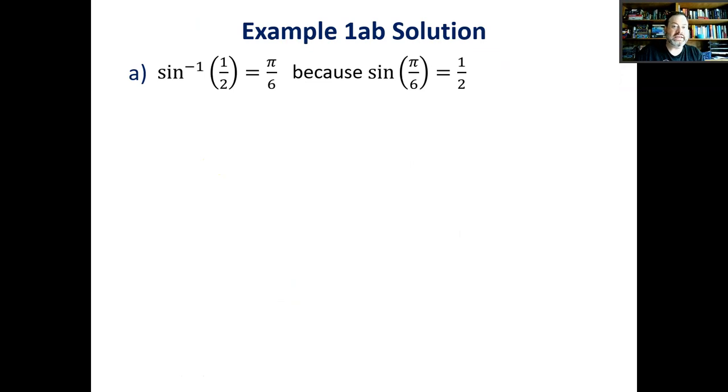Do not list an angle that is not in the domain. That will be marked wrong. If you're just looking stuff up online and it says pi over 6 and negative pi over 6, negative pi over 6 is not in the domain. So you have to know the domains of these functions. They're listed later on, but at least for now, you have to know the domain of arcsine. All right, let's look at the next one. So that's the answer, pi over 6.